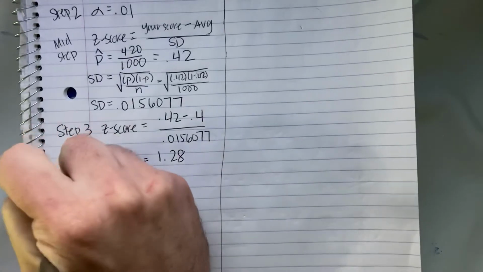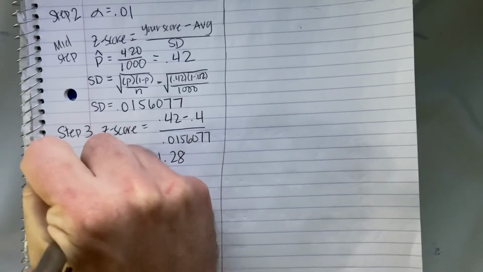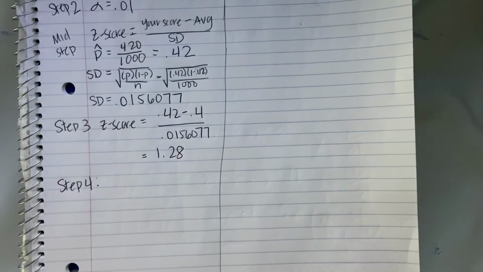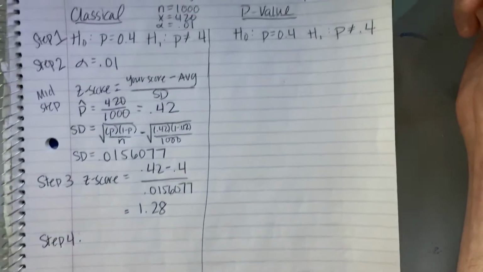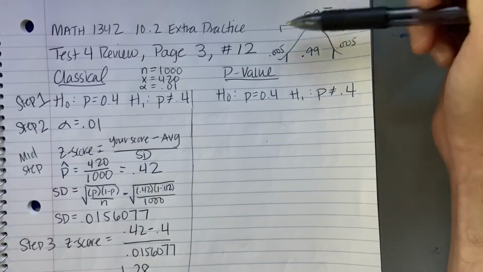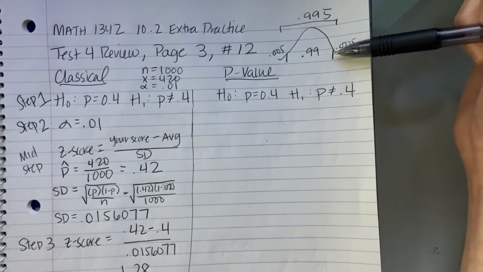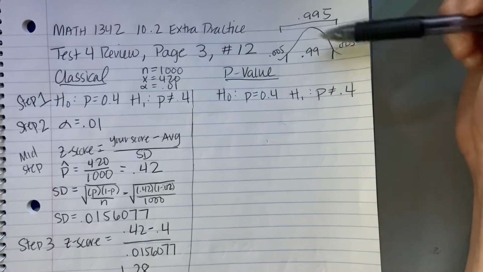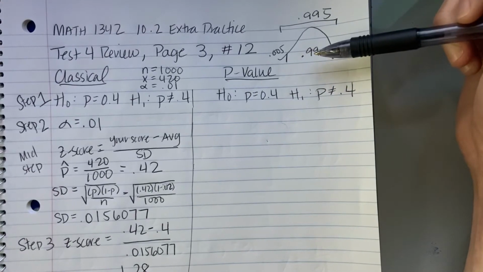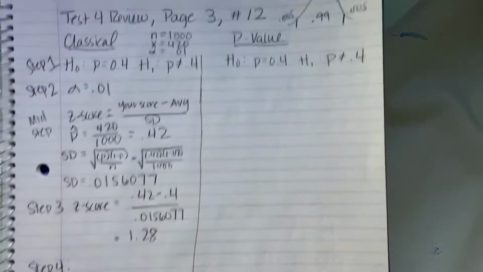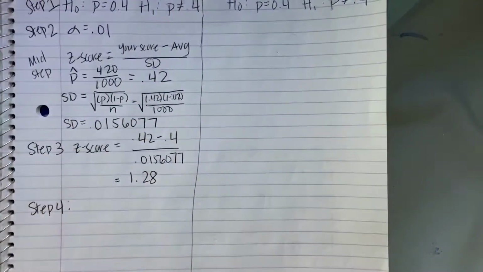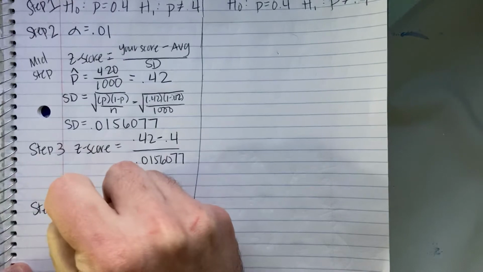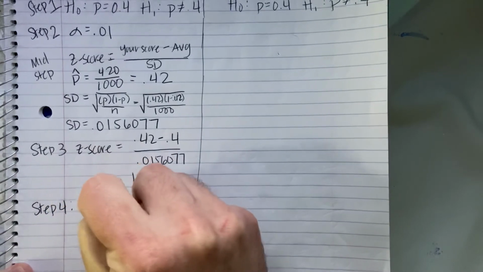Now, step 4 is to compare it to the critical value. Well, what is the critical value? It goes back up to this thing. It's the z-score if I got the 99% in the middle, because I wanted a 0.01 level of significance. So it's the z-score for z alpha over 2.